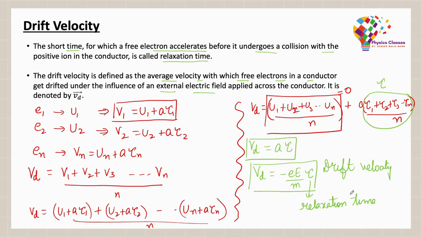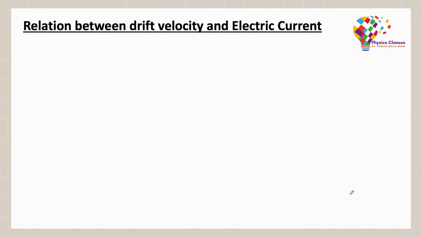Now we would want to try and relate this drift velocity to the current, because obviously if the electrons are flowing, they are going to give rise to a current. So let us try and find out a relationship between the drift velocity and the electric current. So over here, let's assume that the length of my conductor is still L, and the area of cross section of the conductor is A.